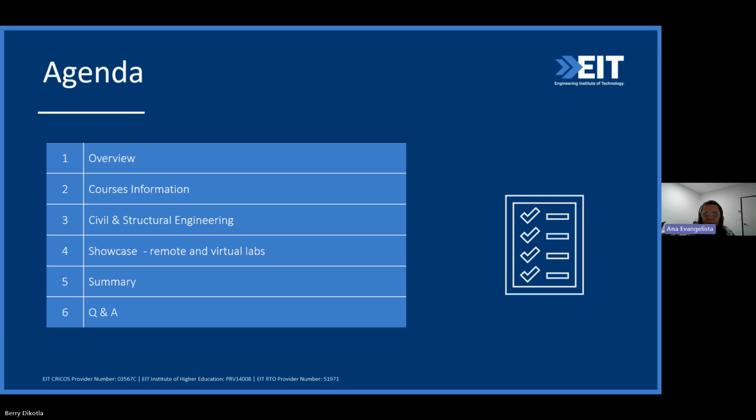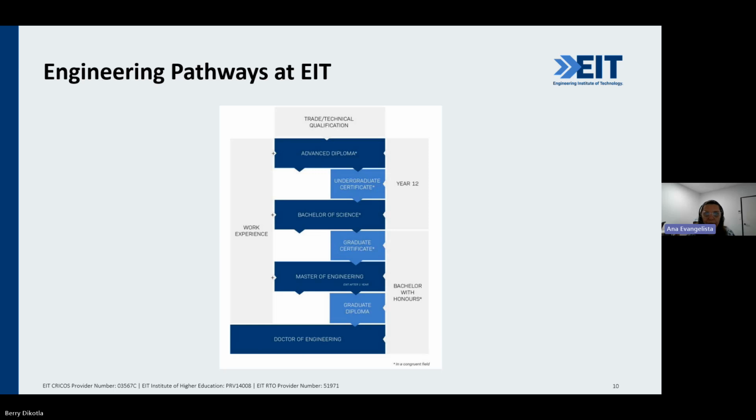So these diagrams show us the opportunities you have, depending on your aims and goals. If you are working in the industry, we value a lot of work experience. That's why here you can see you can start your qualification. EIT offers advanced diplomas, and we also have some opportunities for our year 12 students. We can combine qualifications plus work experience.